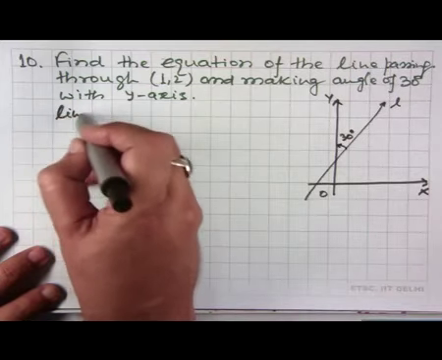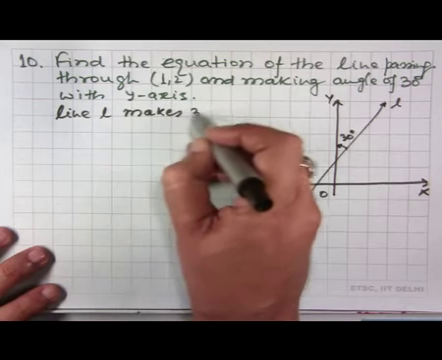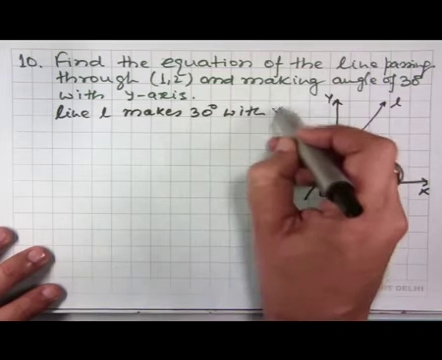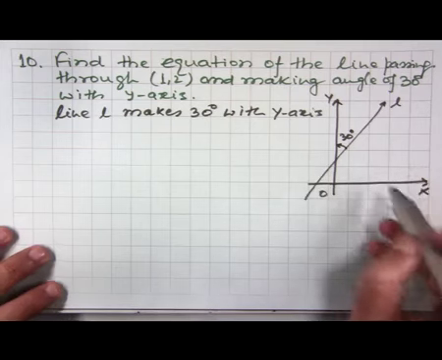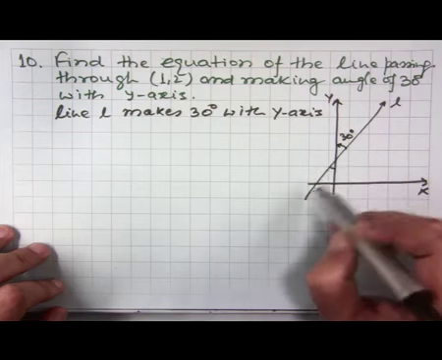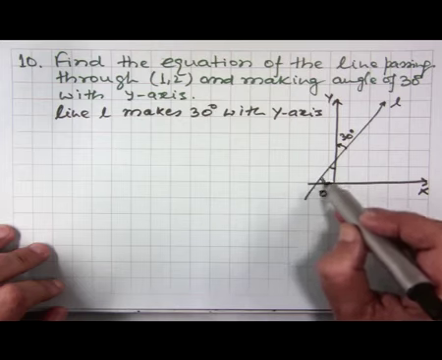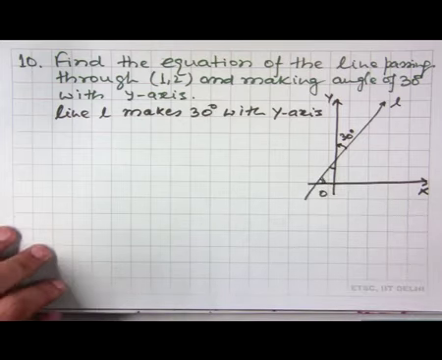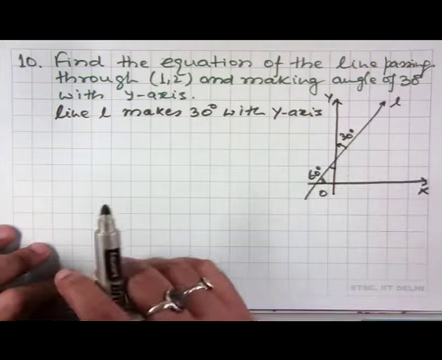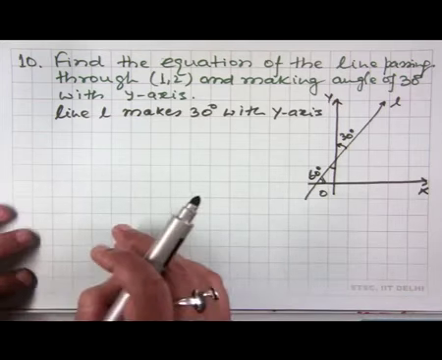Line L makes 30 degree with y-axis. So, if this angle is 30 degree, it means this angle is also 30 degree. So, this angle is what? This angle is 60 degree. So, this line L makes 60 degree with the x-axis.